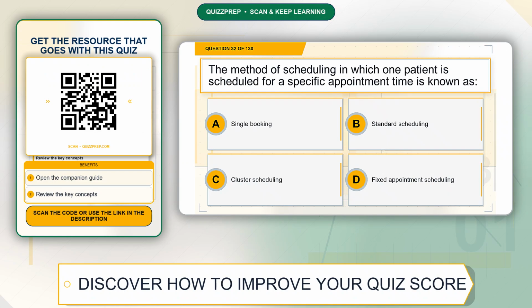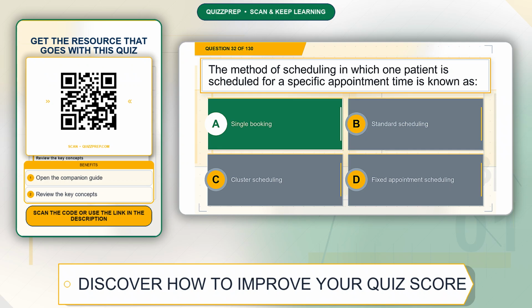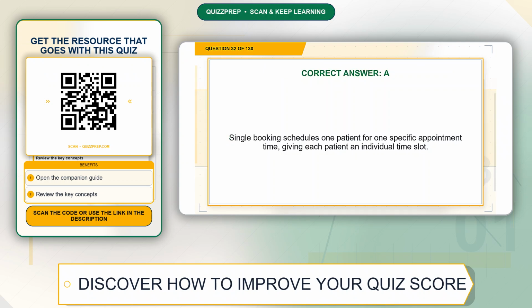Question 32. The method of scheduling in which one patient is scheduled for a specific appointment time is known as: Option A, single booking. Option B, standard scheduling. Option C, cluster scheduling. Option D, fixed appointment scheduling. The correct answer is option A, single booking. Explanation. Single booking schedules one patient for one specific appointment time, giving each patient an individual time slot.